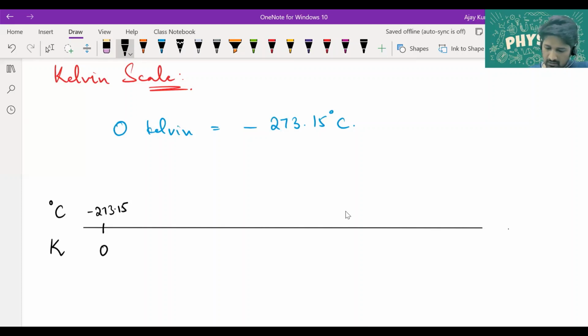Next, minus 272.15. Minus 273 to minus 272 is a change of 1 unit on the Celsius scale. A change of 1 unit on the Celsius scale is the same as a change of 1 unit on the Kelvin scale. So this is taken as 1 on the Kelvin scale. Next, minus 271.15 on the Celsius scale is taken as 2 on the Kelvin scale, and so on. You extrapolate that.